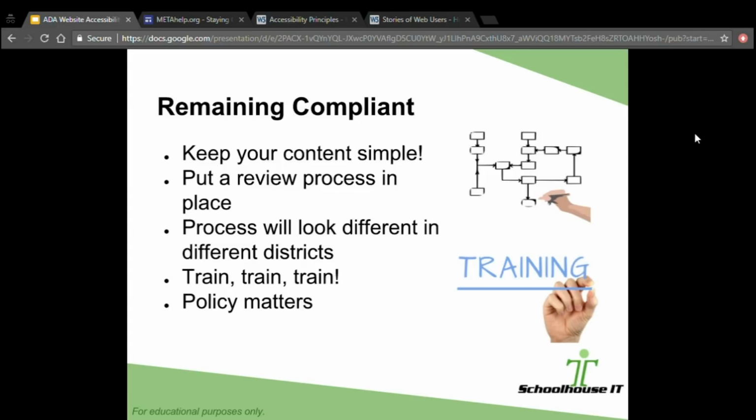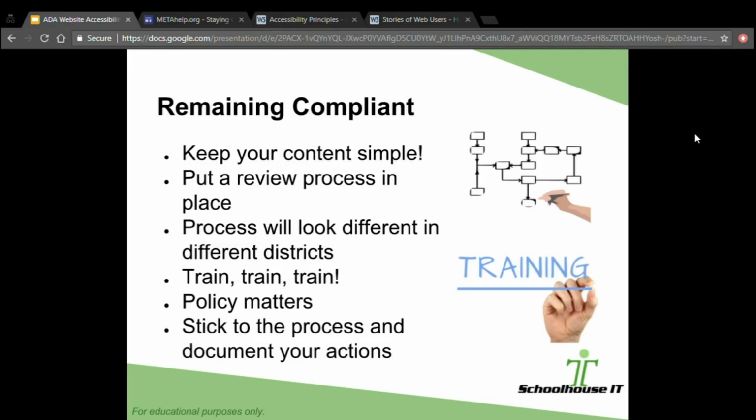Make sure to adopt good internal policies and practices. It is up to the administration and school board to provide district guidance regarding accessibility. And stick to your processes.